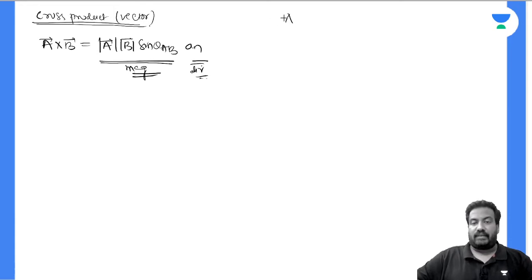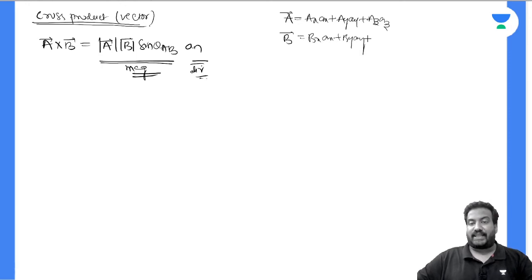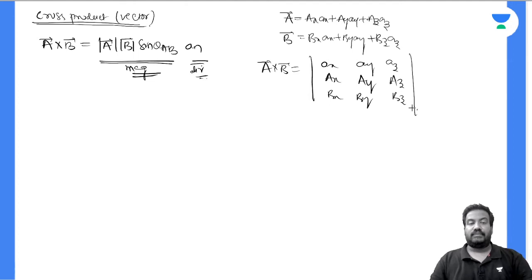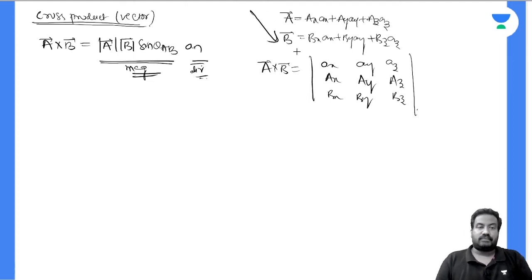If angle is not given, that A is AX i plus AY j plus AZ k, B is BX i plus BY j plus BZ k, then A cross B is equal to the determinant of i, j, k, coefficients of first vector AX, AY, AZ, coefficients of second vector BX, BY, BZ. This is when angle is not given.